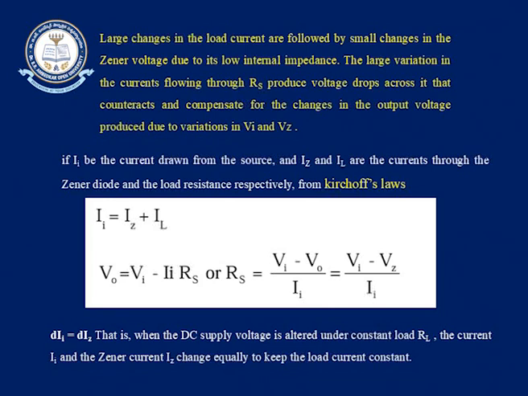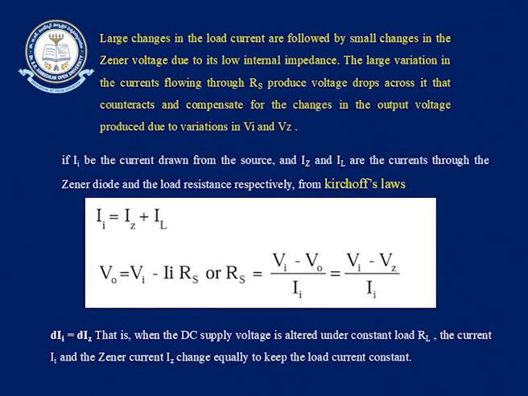Okay. So when there is a large change in the load current, across the load resistance RL there is VZ, the ZNR voltage, and we are taking the IL there. There are only small changes in the ZNR voltage due to its low internal impedance. Impedance is Z equals V by I. Okay. So the large variations in the current flow through the resistance RS and produce the voltage drop across it.